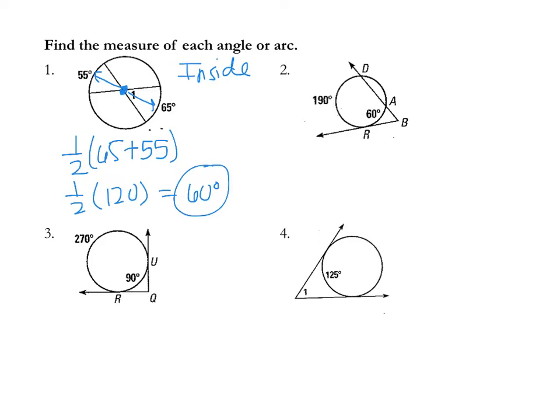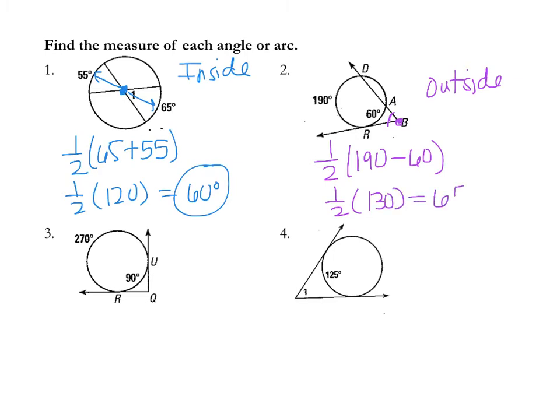Alright, number 2. Again, first question that you want to answer is, where is the vertex? We're trying to find this outside angle here. So since it's outside, the formula is different. We do 1/2 the farther arc minus the closer arc. So it's going to be 1/2 of 190 is farther minus 60 is closer. Anytime it's outside, we actually subtract. So then that's 1/2 of 130, which is 65 degrees.